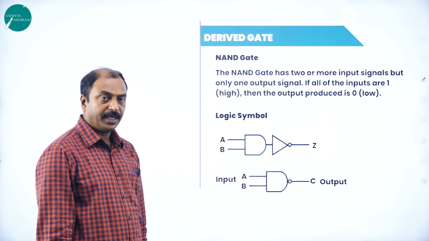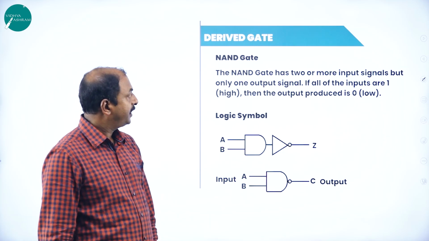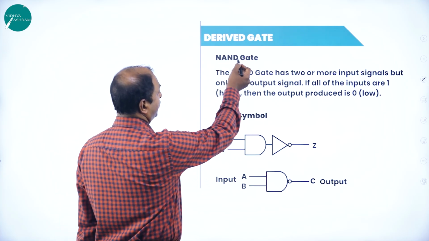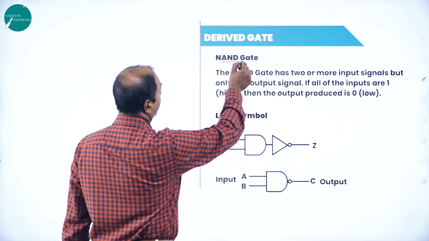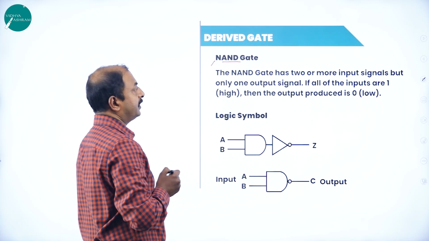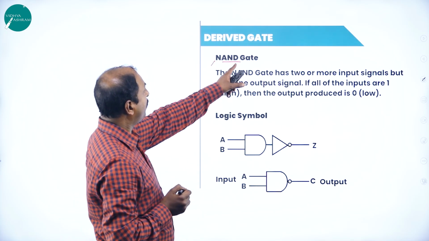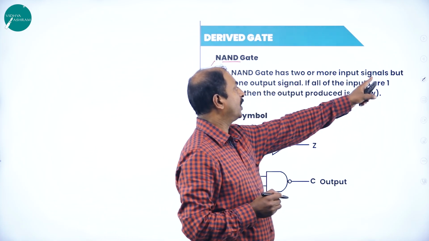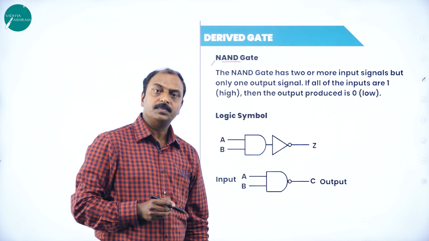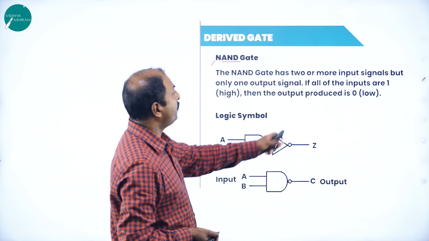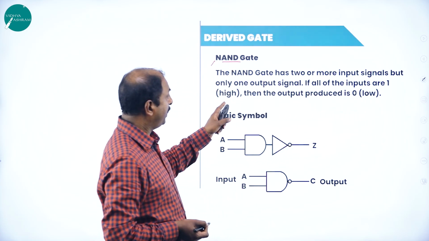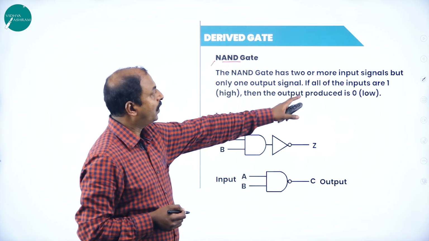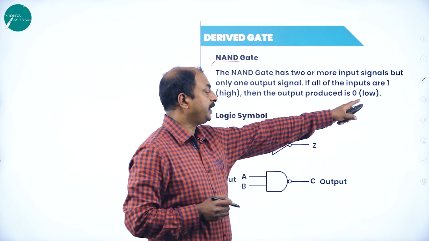This is the NAND gate. Again, it is a derived gate, derived from basic gates. Now let us say this NAND gate. By looking at the NAND gate, you can make out this is an AND gate followed by a NOT gate. That is the NAND gate. AND gate followed by NOT gate, and by definition, it has 2 or more input signals, and always produces 1 output signal, and if all the inputs are high, the output is low. That is the definition of the NAND gate. If all the inputs are high, the output is low.